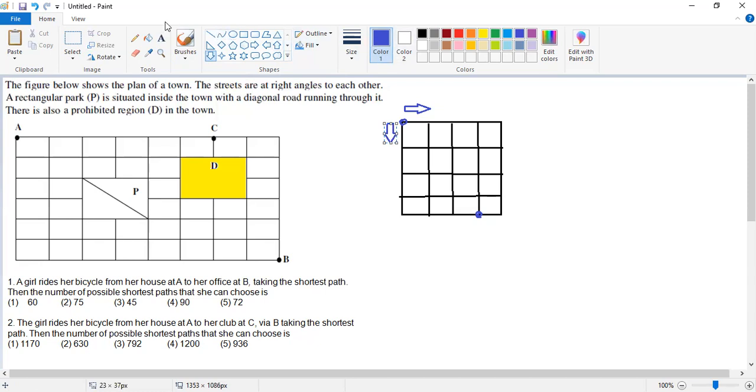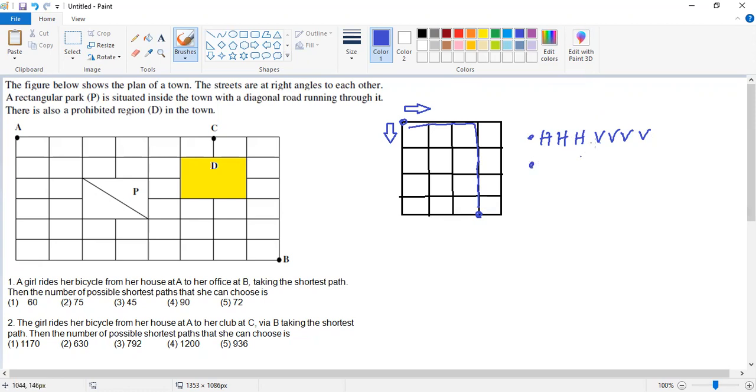Now if I have to travel, how can we go? Look, there are 3 horizontal steps, let's call that H, and there are 4 vertical steps, let's call those V. So there are 3 H steps and 4 V steps. If I write them down like this, I'm going 3 horizontal and then 4 vertical and reaching it. So this is my route.